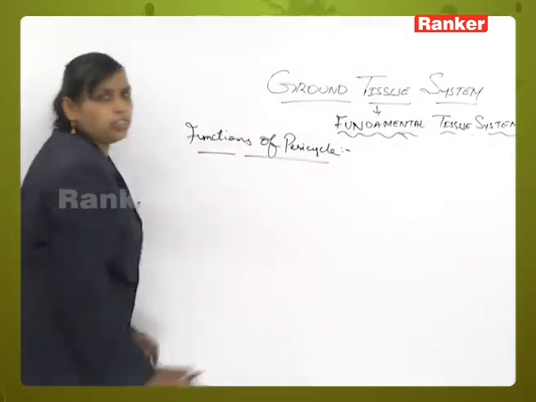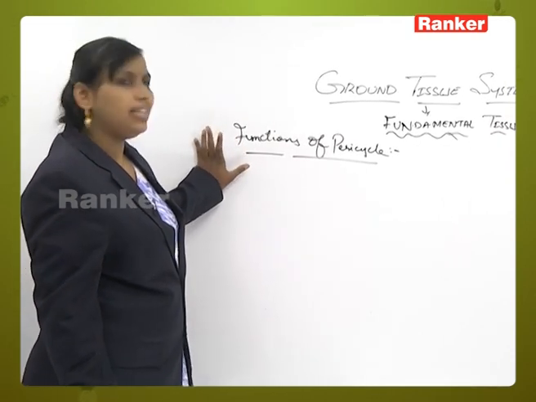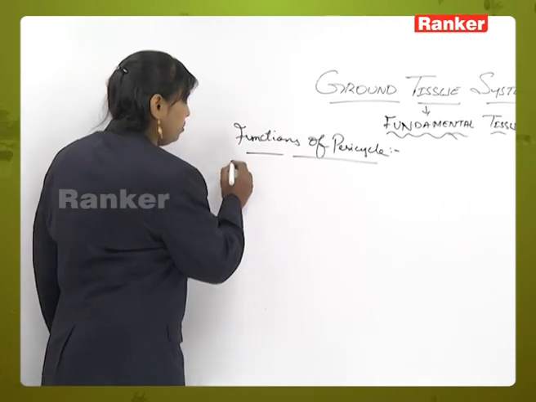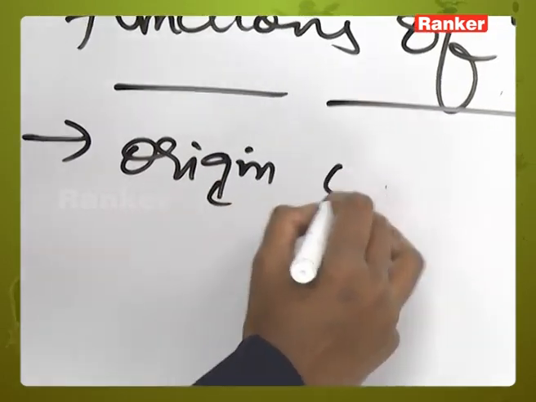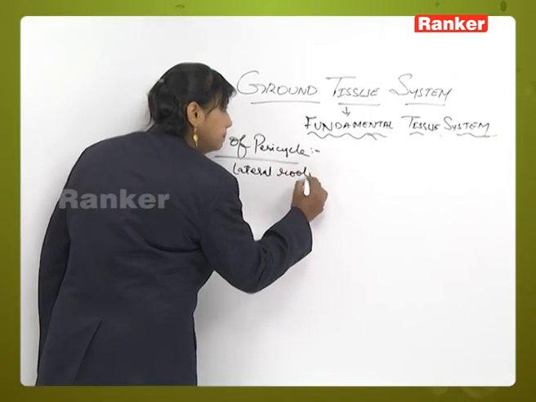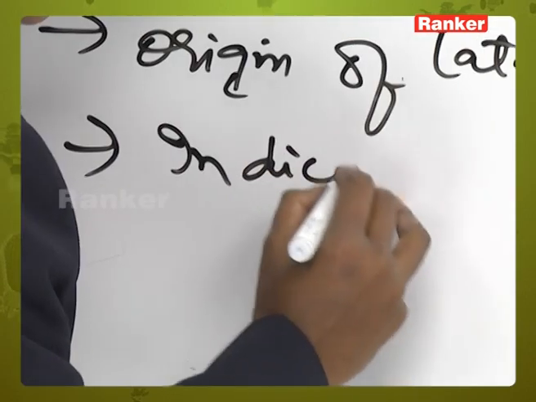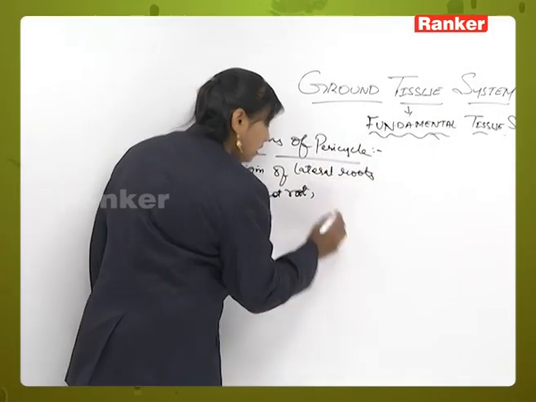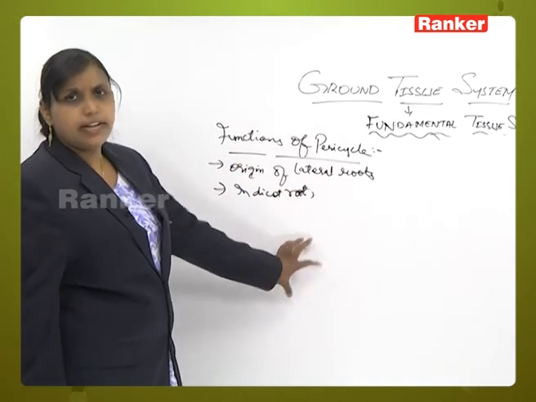Okay, the major function of this is that it can be considered as the origin for all the lateral roots. It will be acting as an origin of lateral roots. Now in dicot root, at the time of secondary growth, this pericycle gets converted into phellogen.